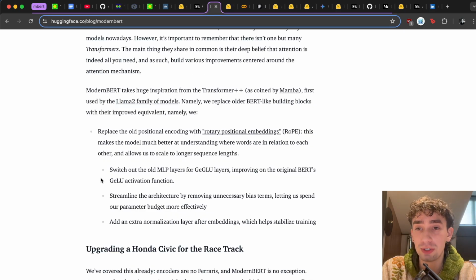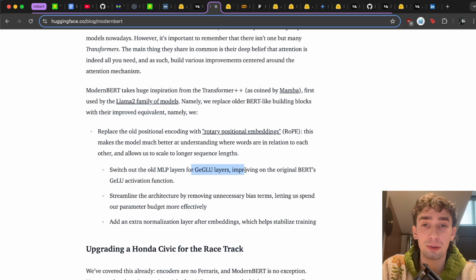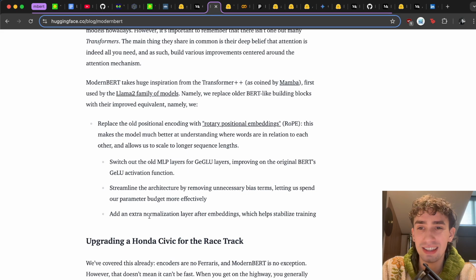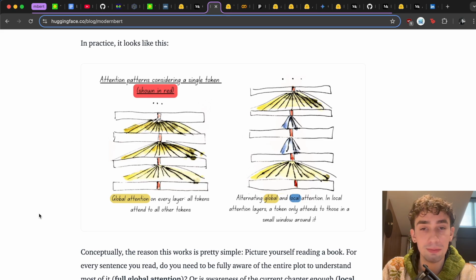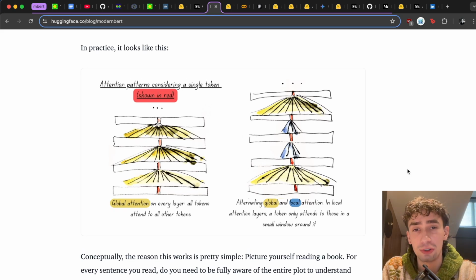They have a few more specifics at the individual layer level, so for all the multi-layer perceptron layers that they have, they've replaced them with generalized Gaussian linear units, removed unnecessary bias terms, and added some extra normalization layers after embeddings. They also implemented alternating attention, whereas before there was generally global attention in every single layer, so all tokens attend to all other tokens. But now what they do is every third layer is global attention, and then they have local attention with a 128 token context window for the others. This approach matches more specifically how you and I would kind of pay attention to the text in a document.